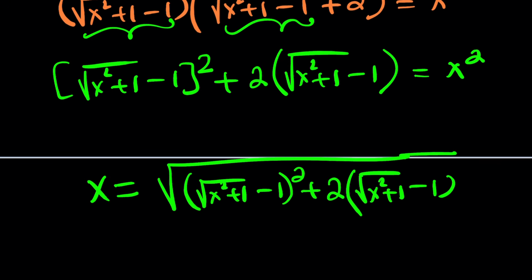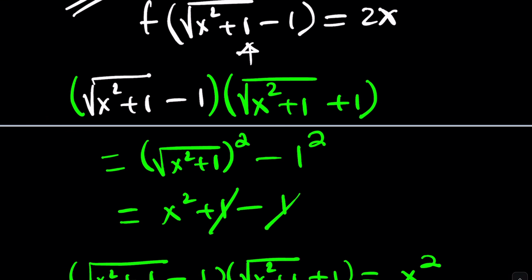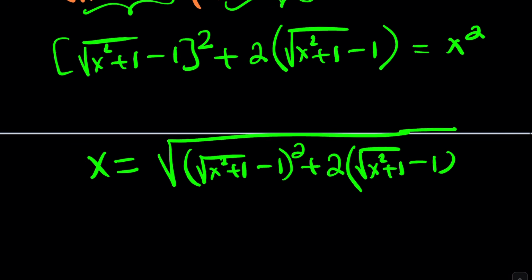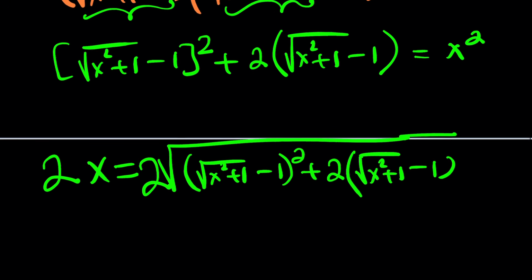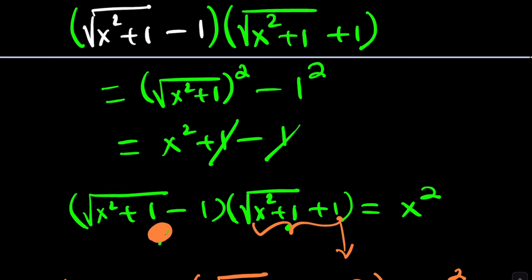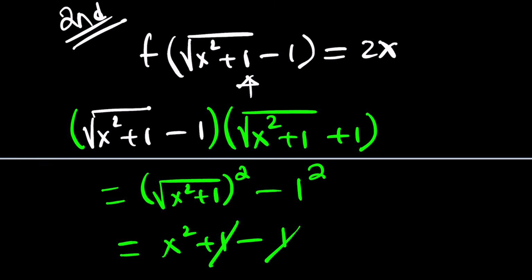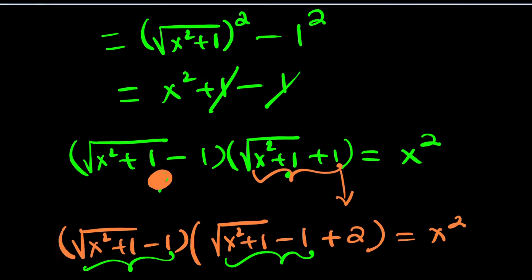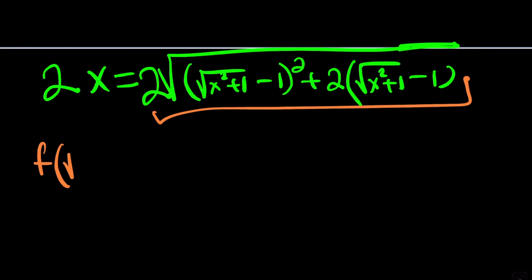Are you following? Now, here's what we have. We have 2 times that. So we can actually multiply both sides by 2. Let's do that. And now we're going to go ahead and replace 2x on the right-hand side with this. Now notice that we have, wait a minute, do we have 2x? Yes, we do. Okay, here's what we're going to do. We're going to start with this, f of square root of x squared plus 1 minus 1. And then that's equal to f of 2x, right? I mean, it's equal to 2x.